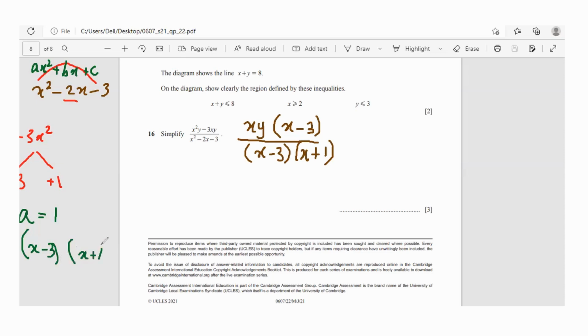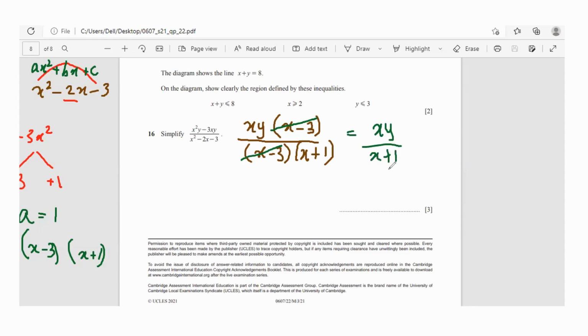And then, do you see magic here in this question? Any magic? Anything that we can cancel? I can see magic. Exactly. We have x minus 3 in the numerator and we have x minus 3 in the denominator also. We can cut them off. Very good. I got a lot of answers. Thank you. So we cut that off and we have xy on top.